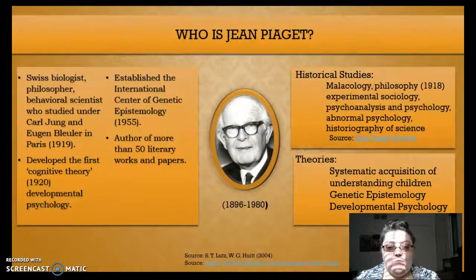The presentation today will focus on Jean Piaget, who was a Swiss biologist, philosopher, and behavioral scientist, and studied under Carl Jung and Eugene Bleuler. He is known to have developed the first cognitive theory in 1920. Piaget used observational cognitive studies to reveal different abilities in children that have stages. His fundamental concepts were directed at how children were born with basic mental structures that were genetically inherited and evolved.